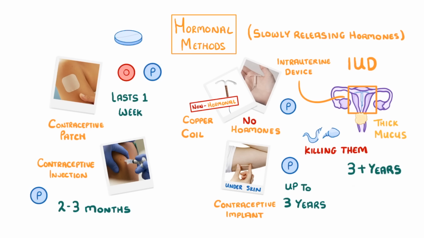So as you can see, there are loads of different types of hormonal contraceptives, and they all work in a pretty similar way. The big difference is how invasive the initial treatment is, for example taking a pill versus having something implanted into your body, and how long they last, which varies from days to years.